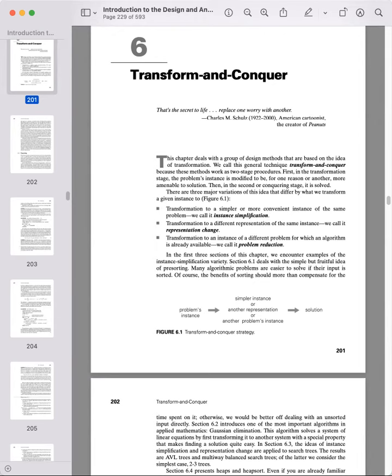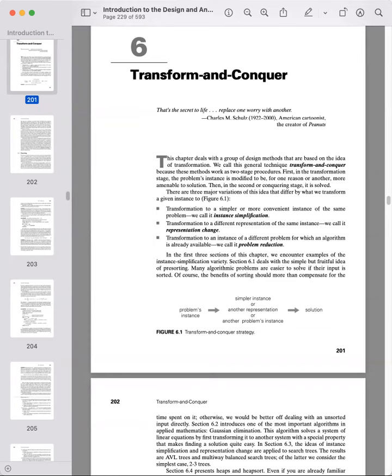Okay, so this chapter is on transform and conquer. Before, we did decrease and conquer or divide and conquer, or change in some way and conquer. Now we're talking specifically about transforming the problem into a different problem, which can be tricky, but it can also be pretty effective.